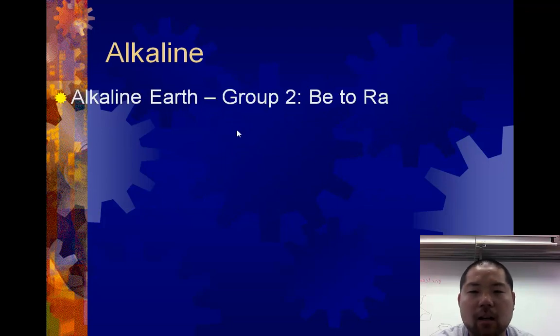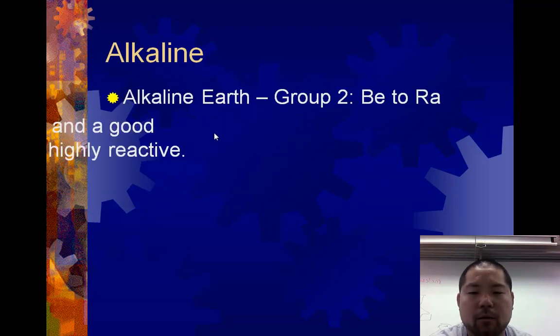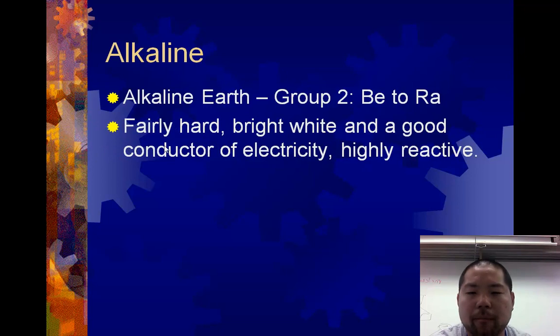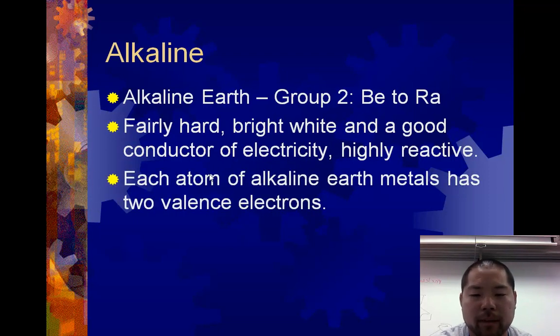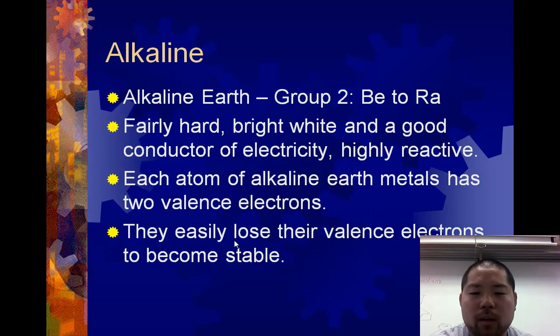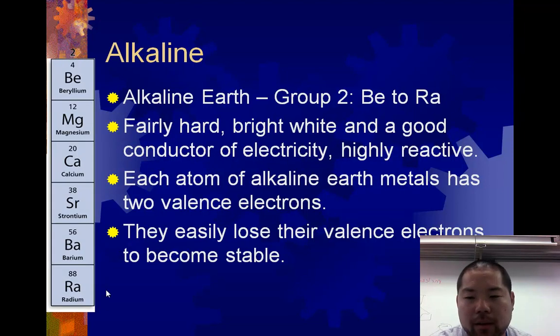All right, the next group is the alkaline earth metals. They're the second family, from beryllium to radium. They are fairly hard, bright white, good conductors of electricity, as metals are, and they're pretty reactive as well, so they also want to combine with a lot of other elements. These atoms have 2 valence electrons, so they're family 2, and they have 2 valence electrons. Hopefully you understand the pattern. There are some loopholes in the pattern that don't work, but in general, that's what happens. They also want to lose their valence electrons. That makes them stable.